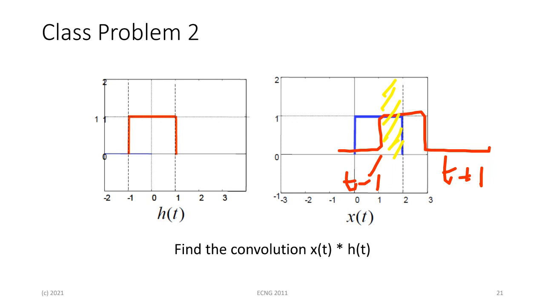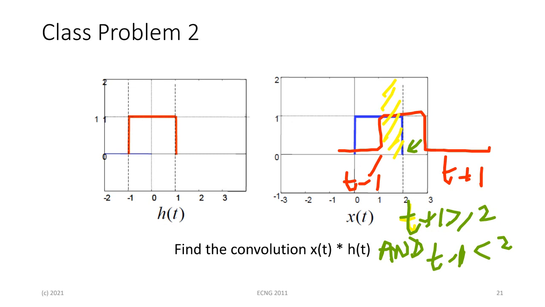And the time limit now is t plus 1 greater than or equal to 2. But t plus 1 has now gone past that point, and t minus 1 less than 2. Remember, t minus 1 is coming up behind here. Put that together, you get t less than 3 or greater than or equal to 1, right? Which is a 2-unit overlap, which makes sense.